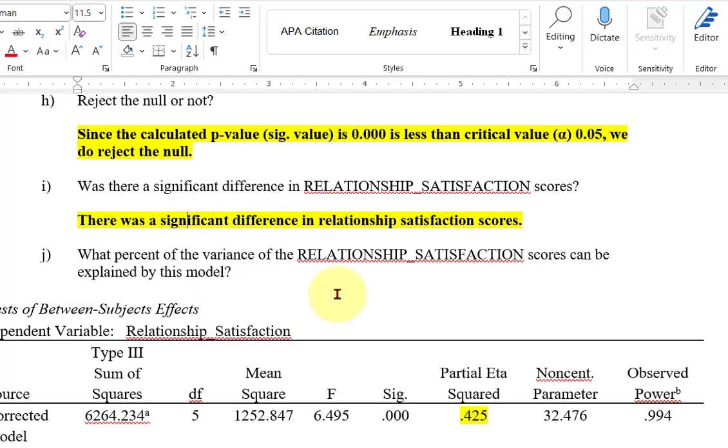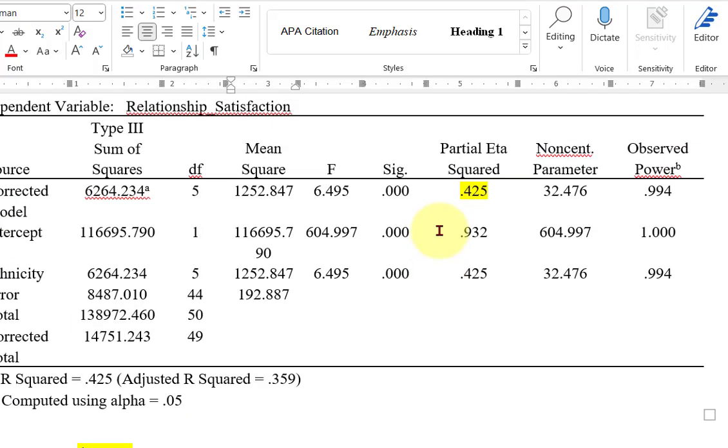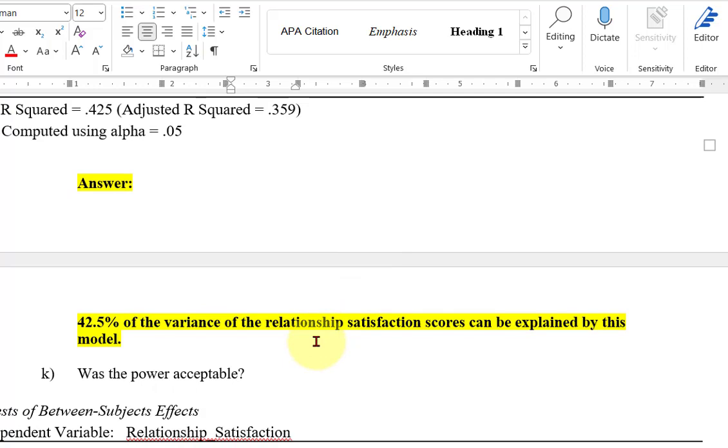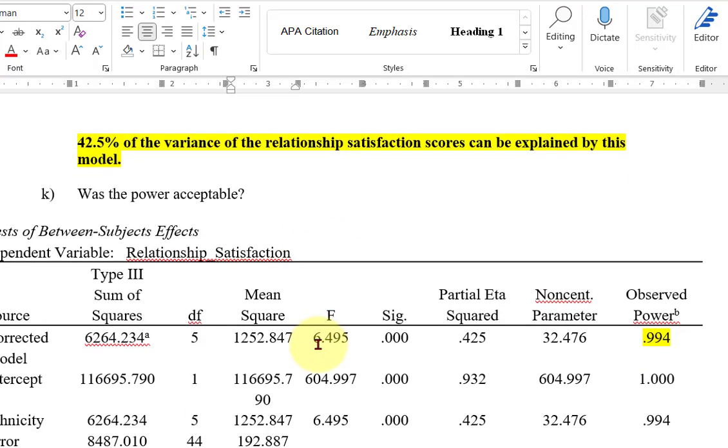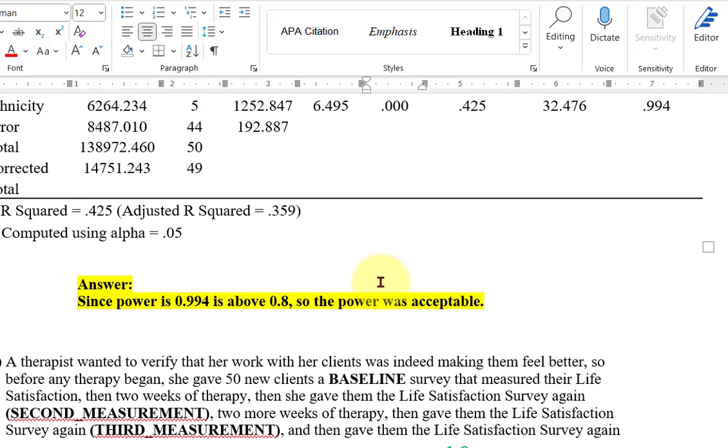In other words, the percent of the variance in the DV that you can explain. That's by definition the effect size. And that's your partial eta squared in the ANOVA family. There's a lot of different types of effect size, right? There's R squared, there's Cohen's d, there's a ton of them. So each test has its own specific effect size, right? 42.5% of the variance of the DV can be explained by this model. Power was acceptable. Yes, sir, Bob. It was greater than 0.8. And so that this test was good.